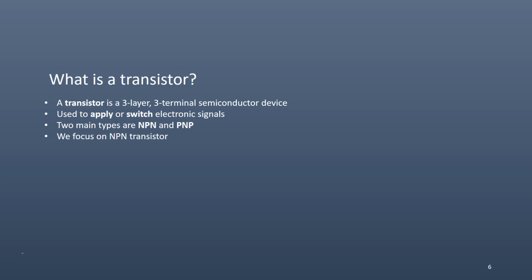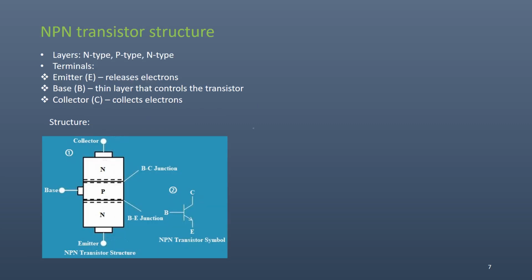What is a transistor? A transistor is a three-layer, three-terminal semiconductor device which is used to amplify or switch electronic signals. Two main types are NPN and PNP, but today we are going to focus on the NPN transistor. Here is the NPN transistor structure. It has three layers: N-type, P-type, N-type. Its terminals are the emitter, which releases electrons, then the base, a thin layer that controls the transistor, and the collector, which collects electrons.